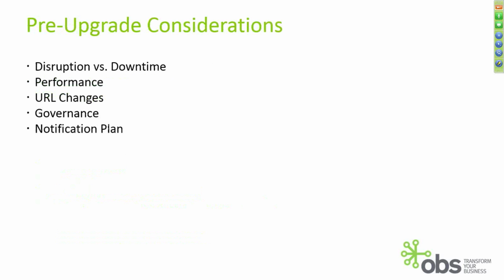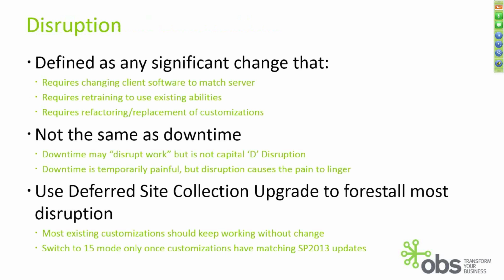So, disruption. People often focus a lot on downtime, which is how long SharePoint's not going to be available. But for end users, you really want these guys to be pretty happy and you want them to love the new service. For them, disruption can actually be a bigger issue than downtime. Typically, downtime is well communicated and planned, but people forget to let the end users know about all the things that they may consider to be a big problem.